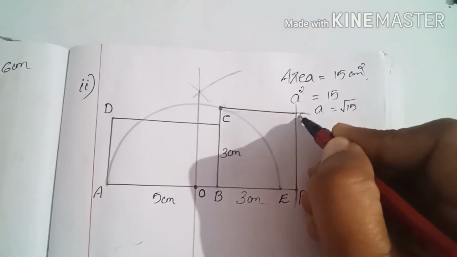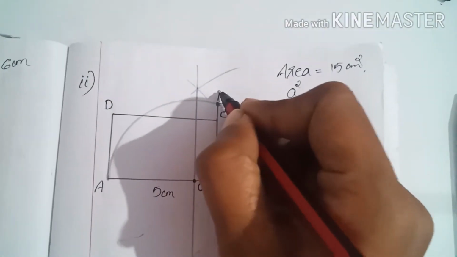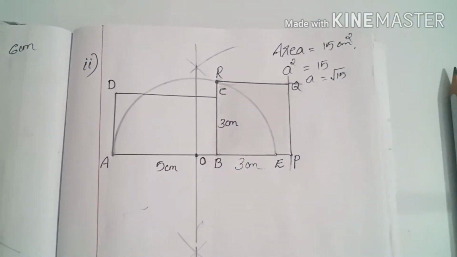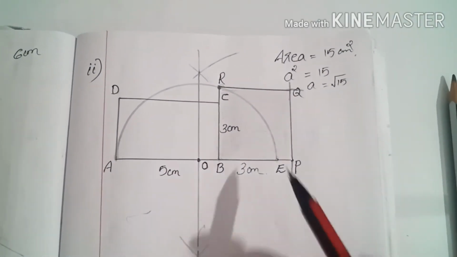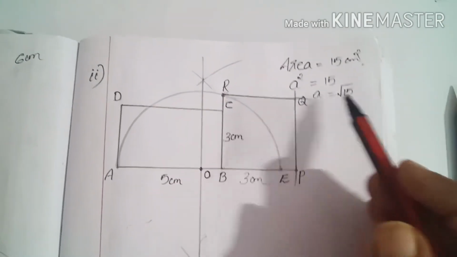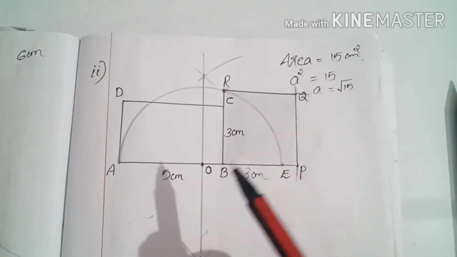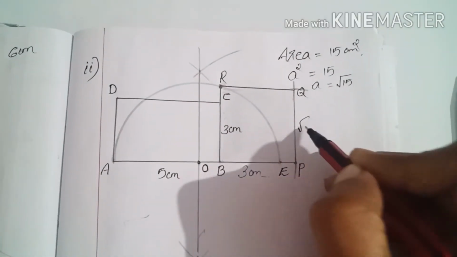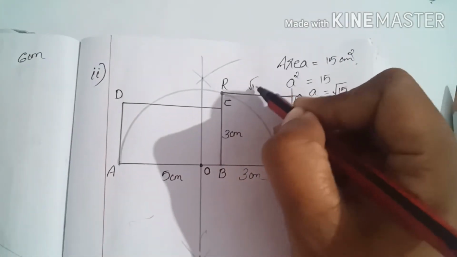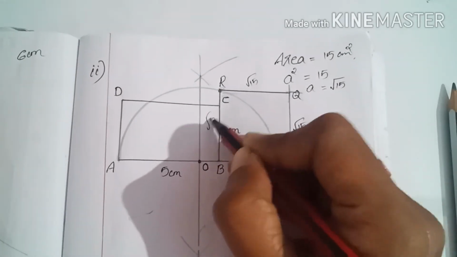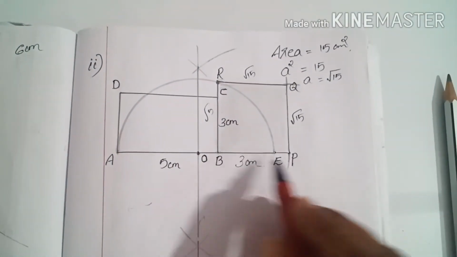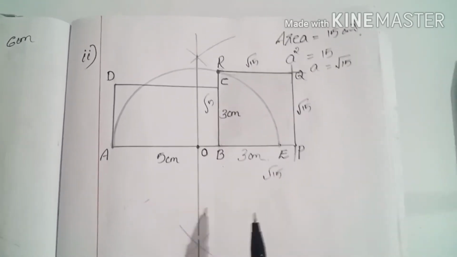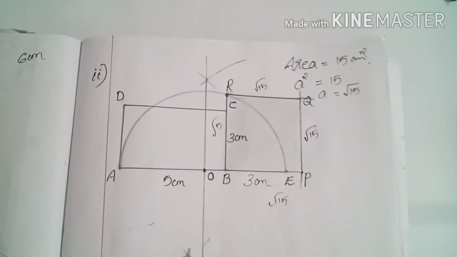Let's mark this point as Q and this as R. So BPQR is the required square. That square's area is the same as 15 centimeter square. That means each measurement is root 15. This is root 15, here it is root 15, here also root 15. That means from R to B, from B to P, that also is root 15. The same method you can apply in so many questions.